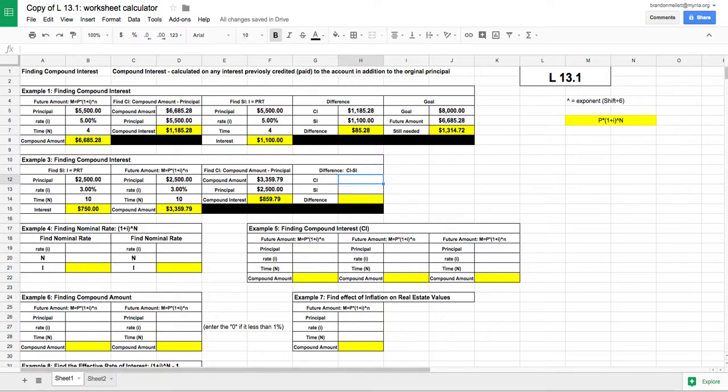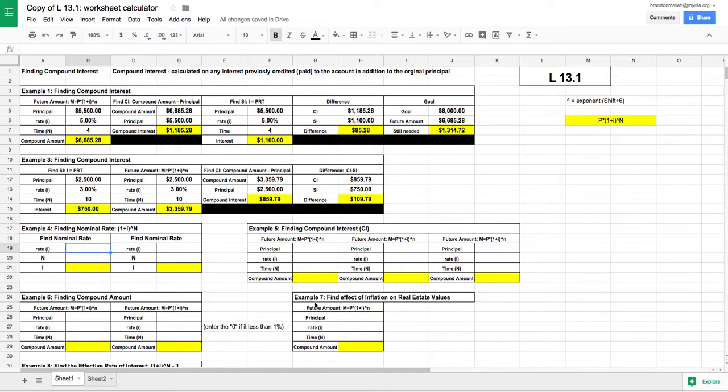Now, what is the difference between the two and the amount of interest that was earned? Compound interest was 859, simple interest was 750, and the difference between the two, when we take compound interest minus simple interest, is $109.79. All right, moving on to example 4.